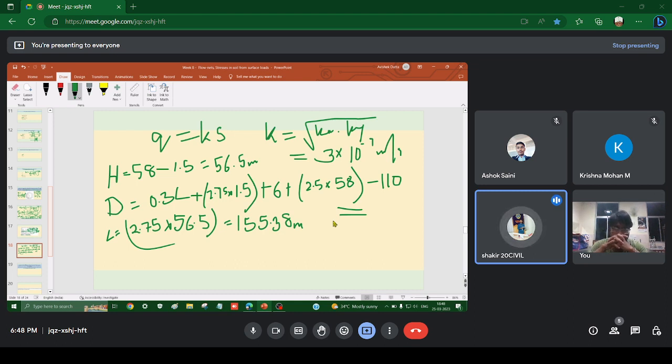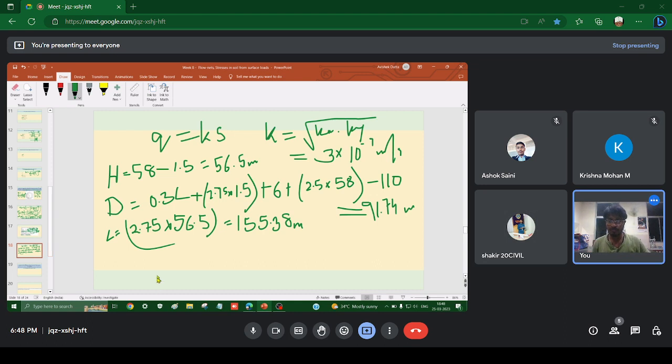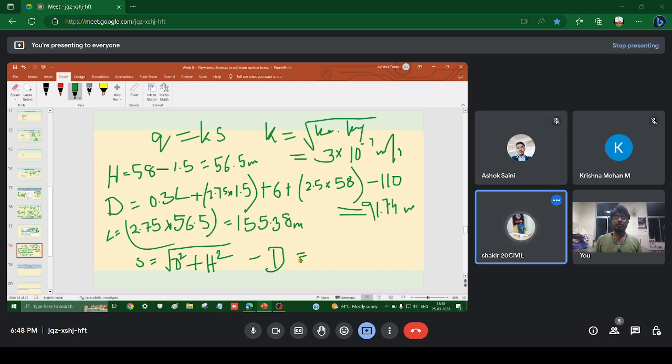So 91.739, yes, 91.74 I can write. Now you have to find out the focal distance S. The formula is S equals root over of D square plus H square, outside root, minus D. Find the value of S.